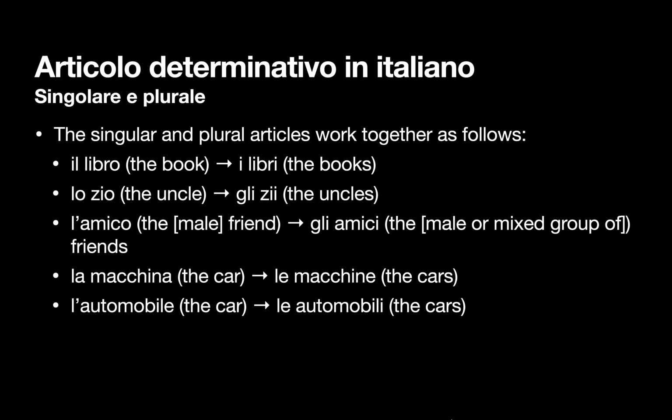You can say l'amico, the male friend, becomes gli amici, which is the friends, referring to a male or mixed group. La macchina, the car, becomes le macchine, the cars. And finally, l'automobile, which is feminine, is also the car, and that becomes le automobili, the cars. So you can see how these different articles correspond to one another.